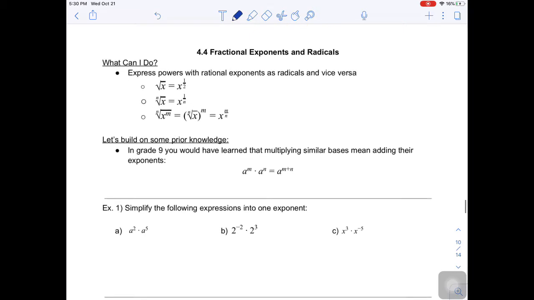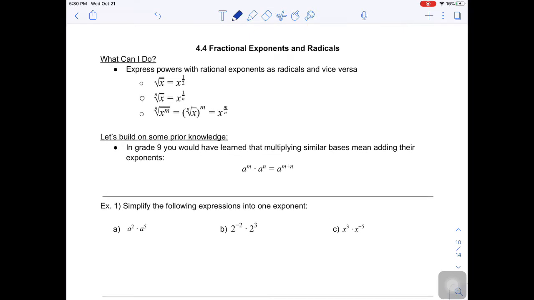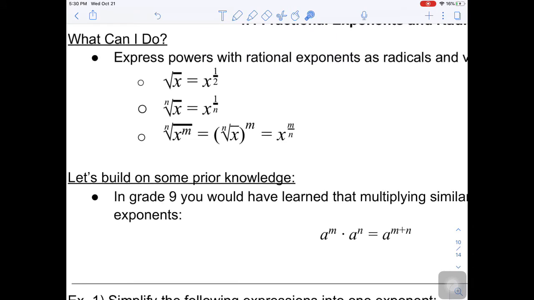What's going on, everyone? So we are now going to look at 4.4, and 4.4 is all about fractional exponents and radicals. Now, what can I do after this little video? Well, this video is going to go through how we can express powers with rational exponents as radicals and vice versa. So if we can see here, this is what we should be able to learn, that square root x can actually be represented using an exponent as a fraction. Okay, so it's actually x to the power of 1 over 2.